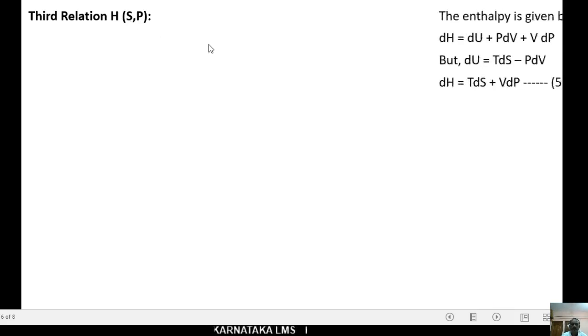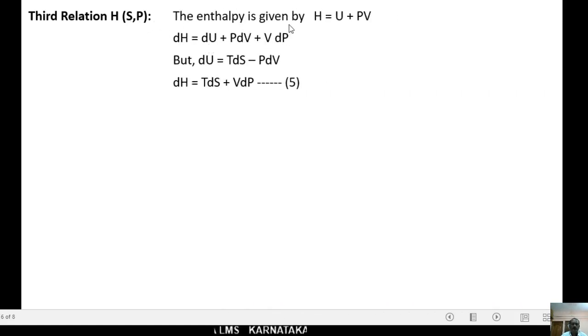And Maxwell's third relation by using the potential H of S and P. Here H is the enthalpy. You know the enthalpy relation, H is equal to U plus PV. By differentiating this one, you get the final equation dH is equal to TdS plus VdP. All the things are already discussed in the previous session, that means session 19. Hence, you directly use that concept. You can get the equation 5 by differentiating the enthalpy equation.